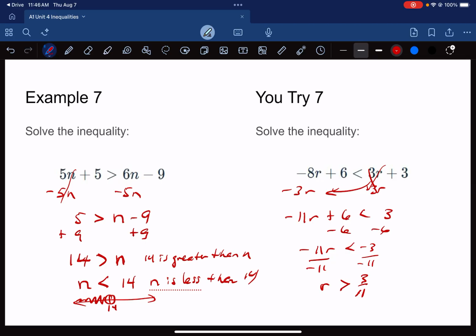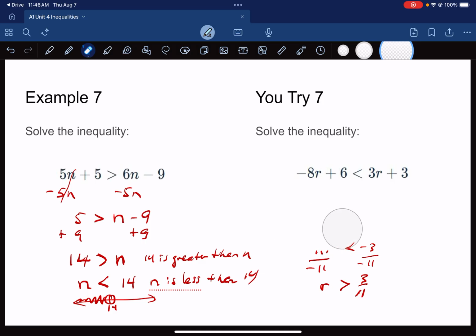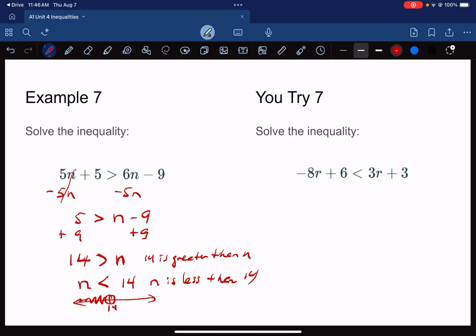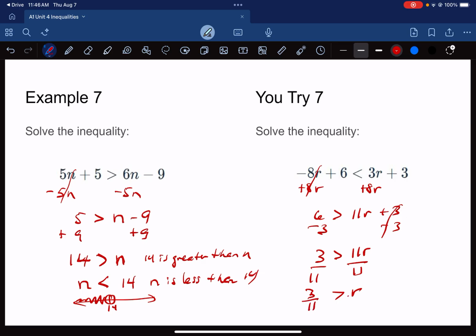Now, if you wanted to do it the way I did this other one, let's see that. So we're going to add 8r. So 6 is greater than 11r plus 3, and then I'll minus 3. And 3 is greater than 11r, and divide by 11. And you get 3/11 is greater than r. Or r is less than 3/11, which is what we got before.